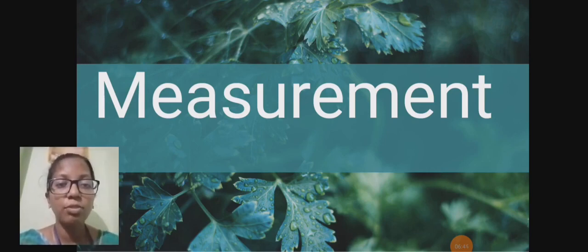Today we saw the topic of measurements. Its definition is converting unknown quantities to known quantities.